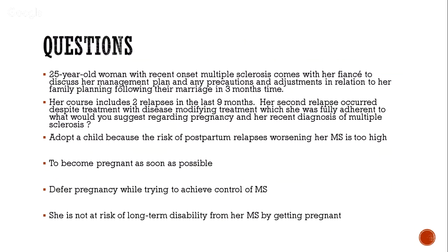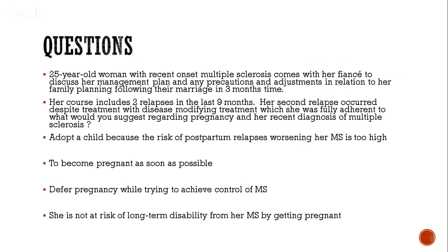To become pregnant as soon as possible, or defer pregnancy while trying to achieve control of MS? She is not at risk of long-term disability from the MS by getting pregnant. So defer pregnancy. Defer pregnancy, and why would you want to do that? You want to achieve control for 1 to 2 years, because not being well controlled will increase the relapse rate afterwards.